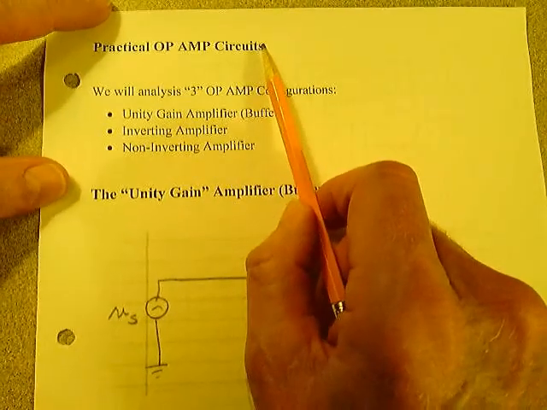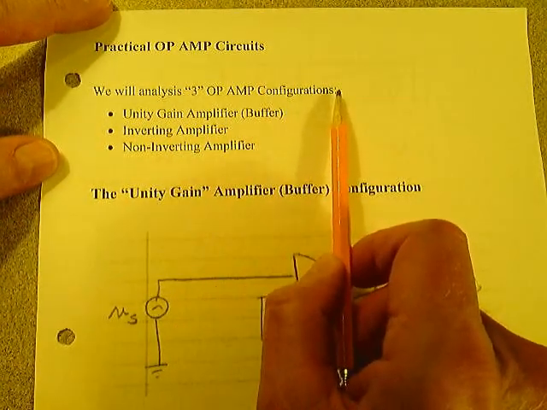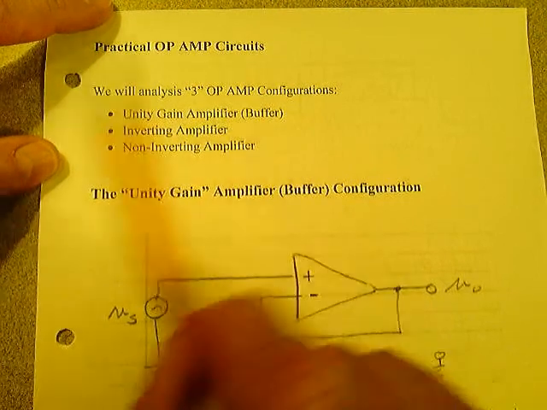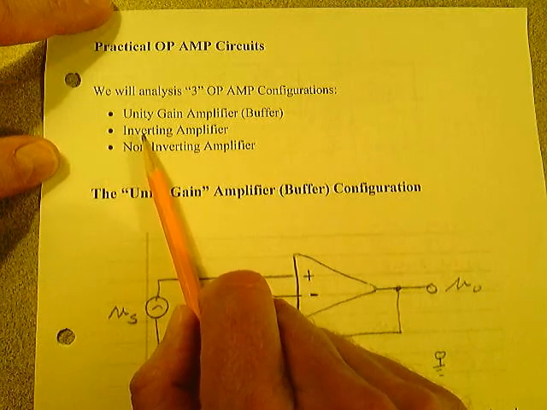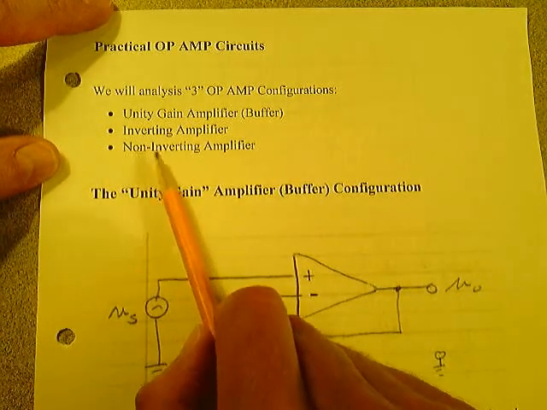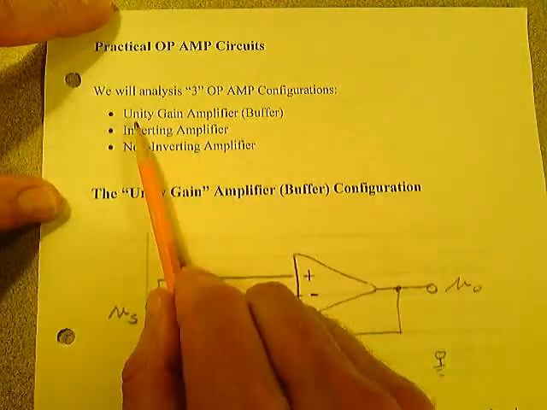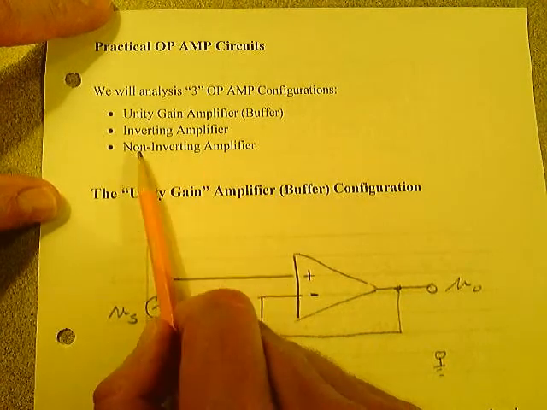Practical Op-Amp Circuits. We're going to discuss three op-amp configurations. The Unity Gain Amplifier, sometimes referred to as the buffer amplifier. We're going to discuss an inverting amplifier and a non-inverting amplifier. This lecture we discuss just the Unity Gain Amplifier. We're going to have two more lectures. One will discuss this and one will discuss that.